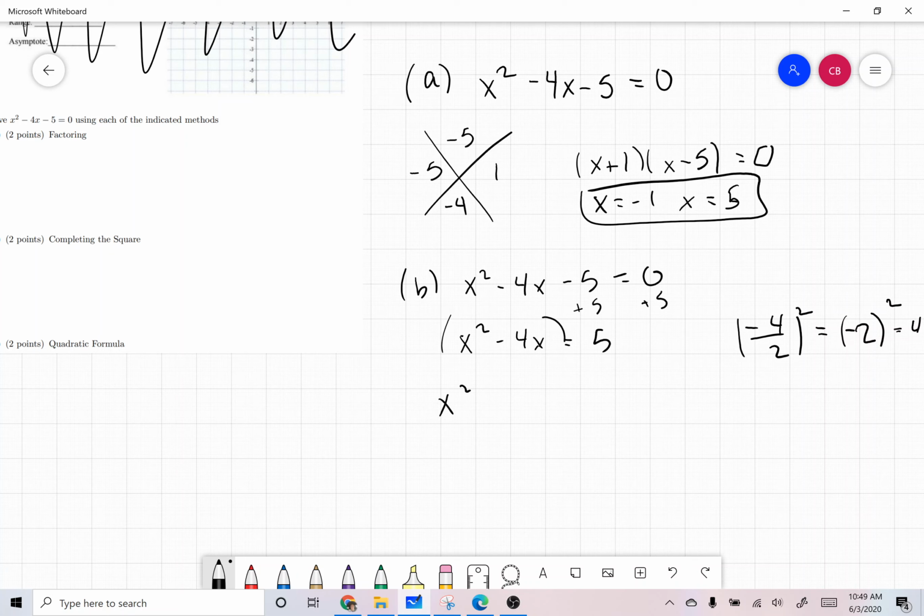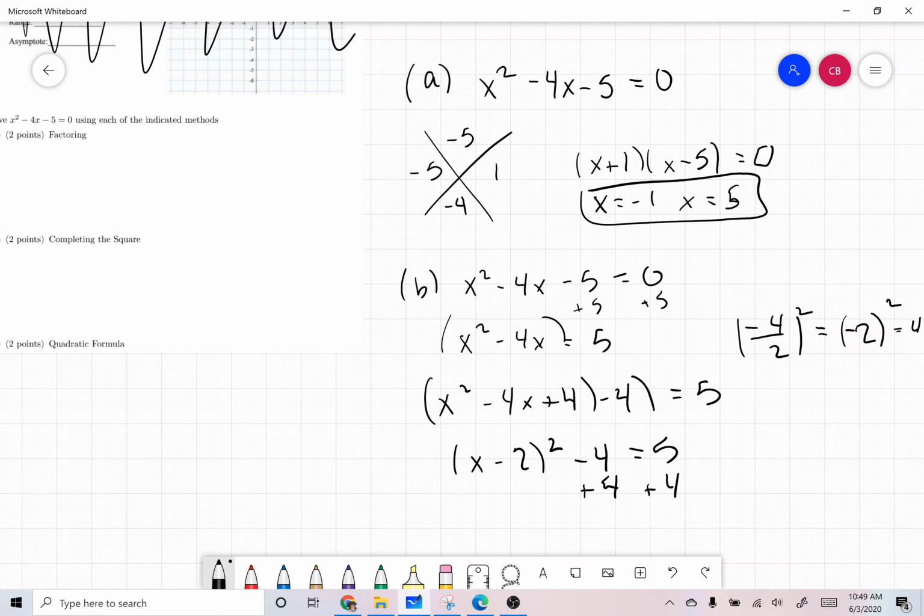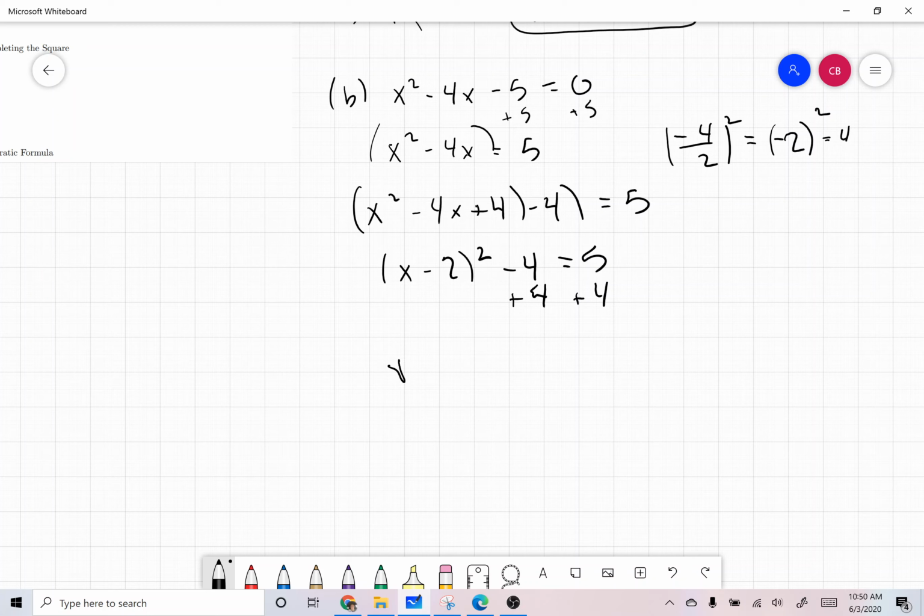So I have x squared plus 4, minus 4 is equal to 5. Which gives x minus 2 squared is equal to 5. Adding the 4, x minus 2 squared equals 9. Square root both sides, we get x minus 2 is equal to plus or minus 3.